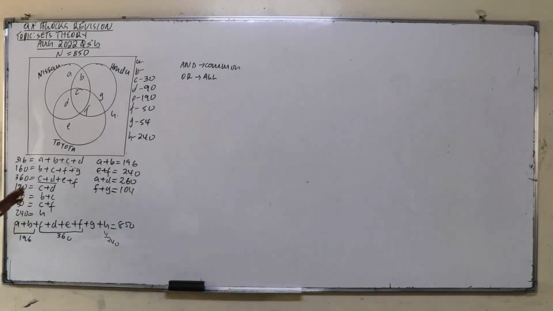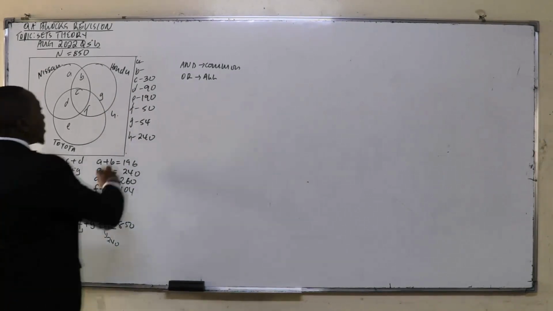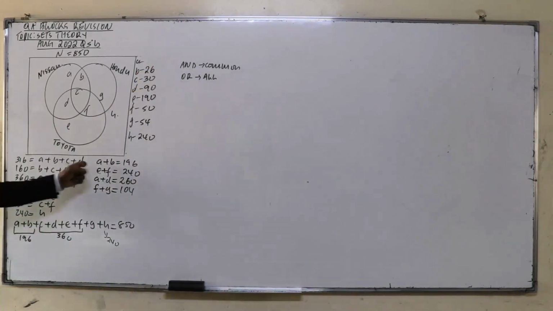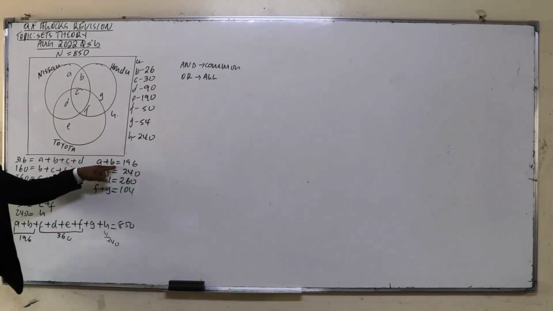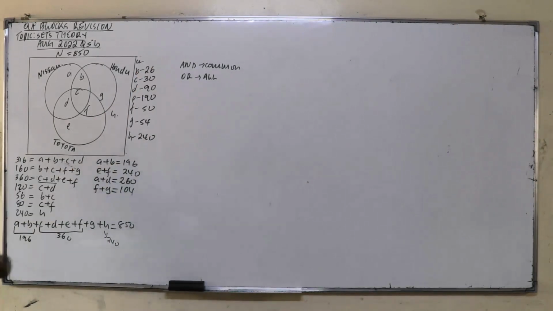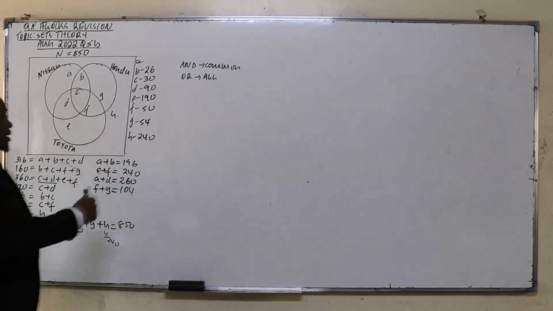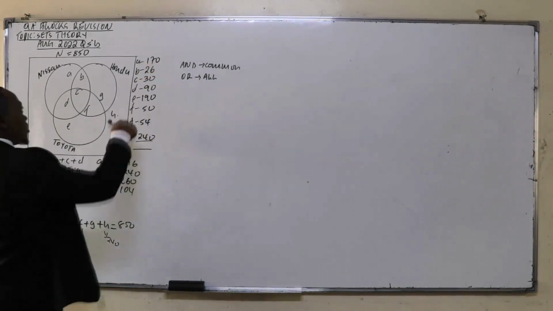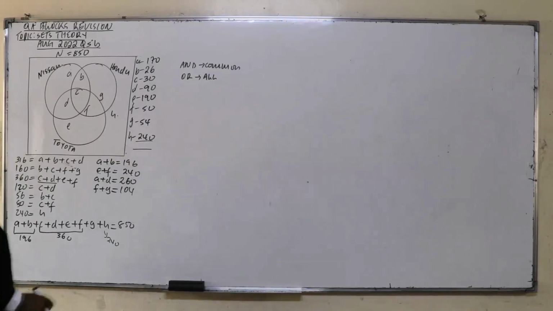So A and B. Which one do you use? BC is 56. Where C is 30, that means B will be 26. B will be 26. So now we need A. AB is 196. B is 26. How much is A? 170, yeah? 170. Now, to make sure that you are correct, can you add the total? Add the total.